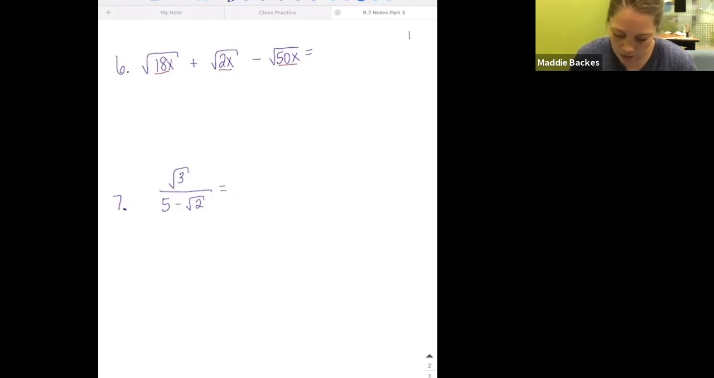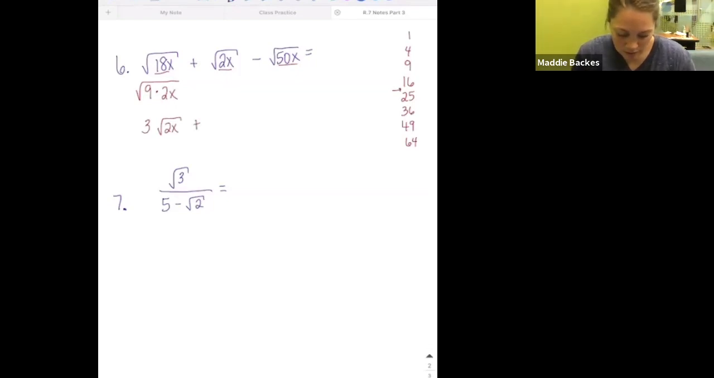1 squared is 1, 2 squared is 4, 3 squared is 9, 4 squared is 16, 5 squared is 25, 6 squared, 7 squared, 8 squared, and then that's plenty for what we've got going on here. So 18 would fall right here. 16 does not divide 18, but 9 does divide into 18. So we're going to write this as 9 times 2x. The square root of 9 is just 3. So we get 3 square root 2x.